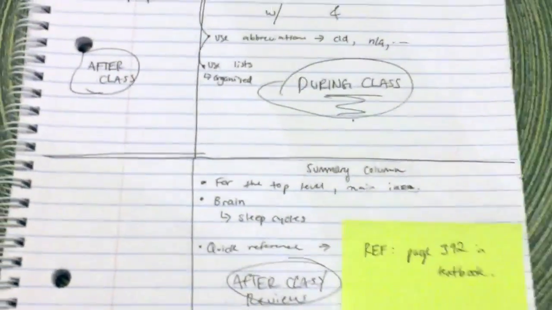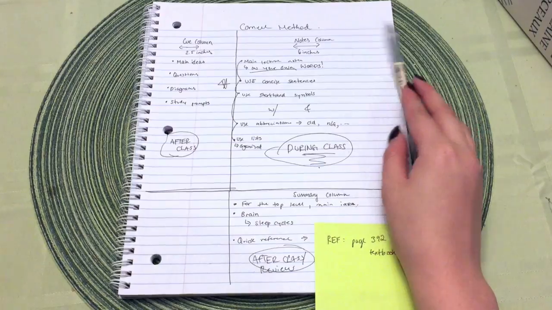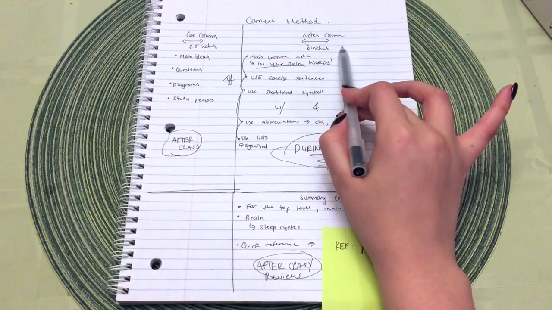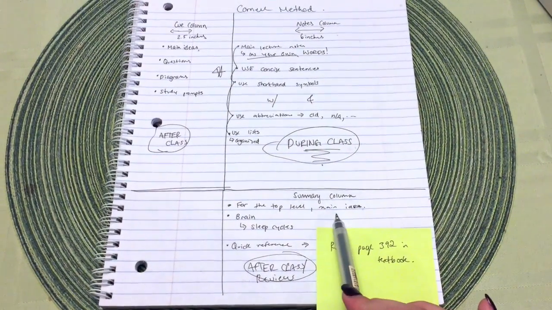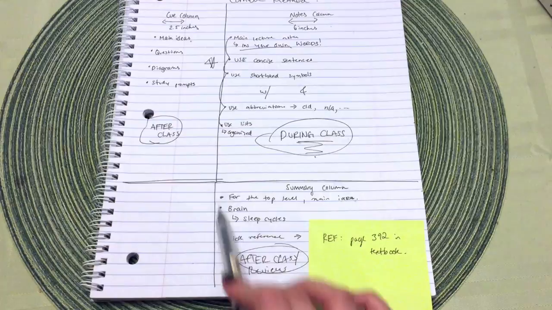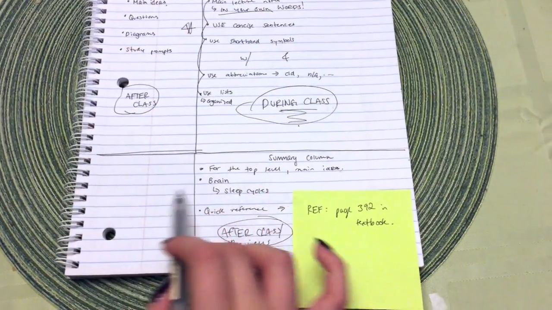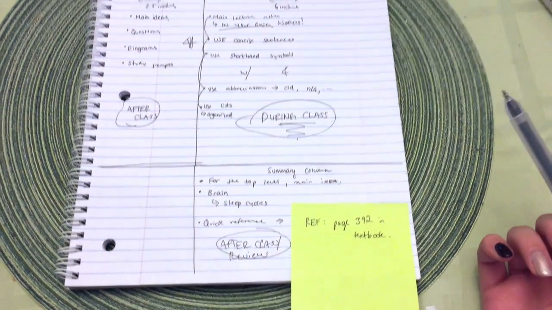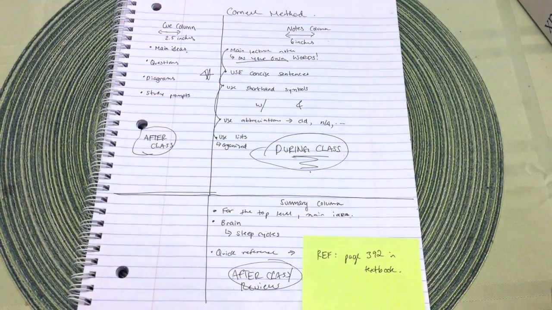And that's it. That right there is the Cornell method. Just for a quick review, you have your cue column to the left, your notes column in the middle, which should be the biggest portion, and your summary column at the bottom. Your summary column can either be this little box right here, which extends your cue column, or it can be longer horizontally based on how you think you're going to need to take your notes. After all, only you know you best, so do it to your preference.